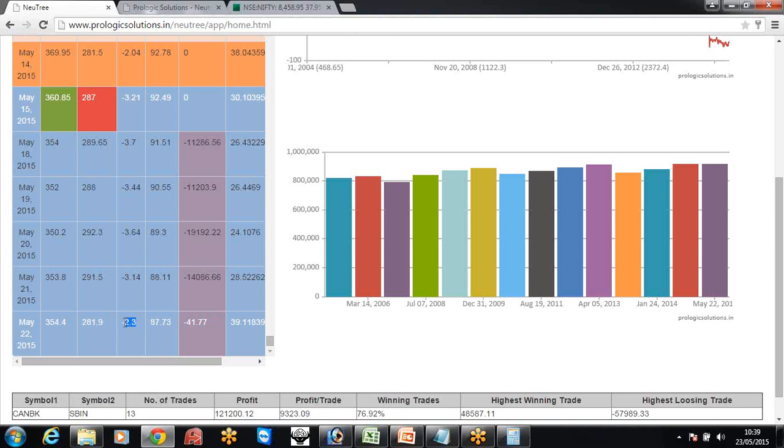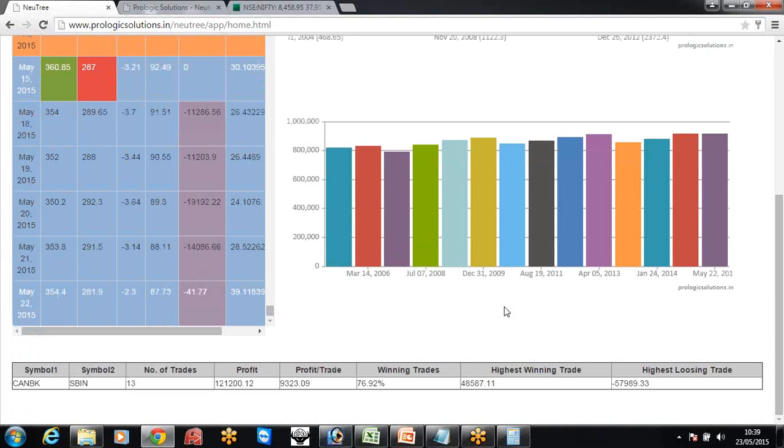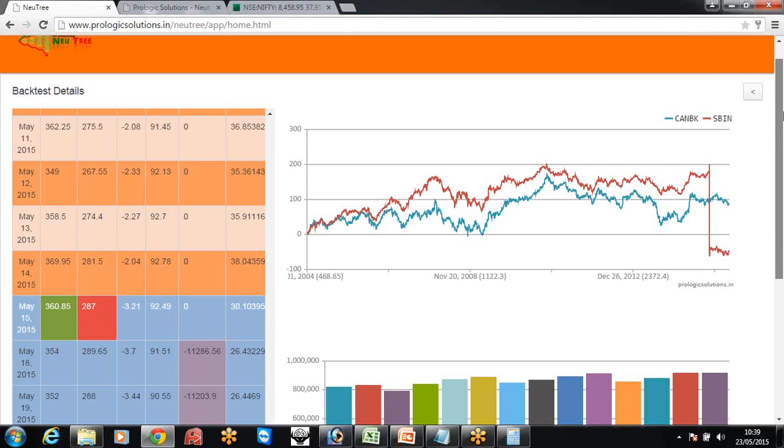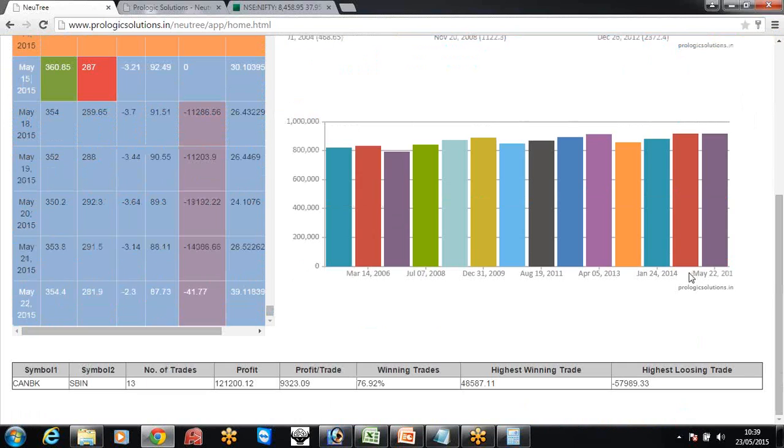So 2.3 should become 1. In that case, your trade will be in positive. That is, you'll be making profit, and it will be much more than what we are seeing here. So that is about the trading. Now in this particular pair, Can Bank SBI, we have around 13 trades. Number of trades are 13.